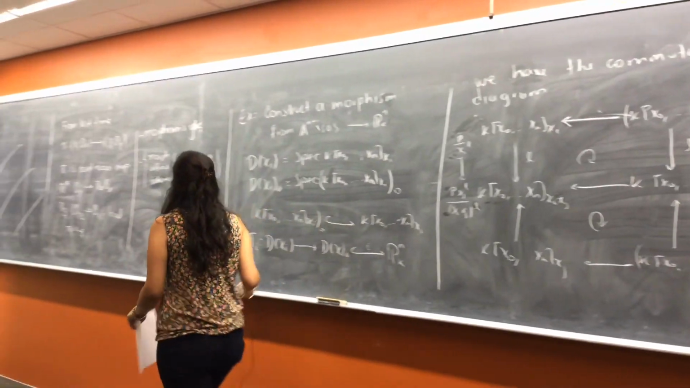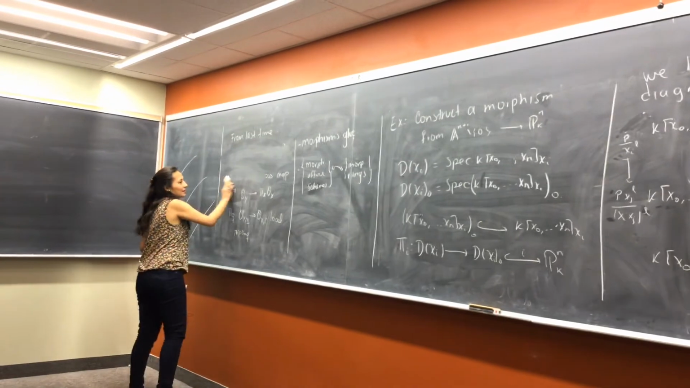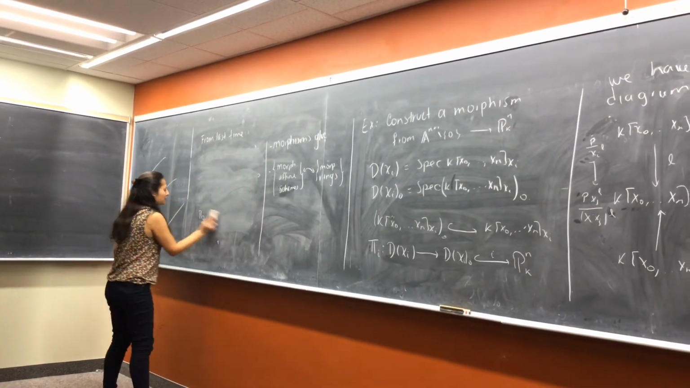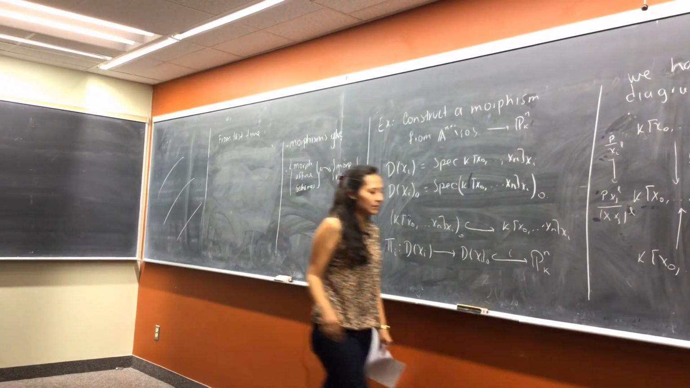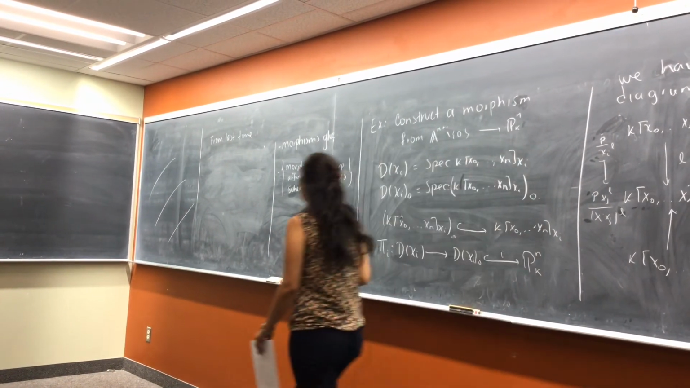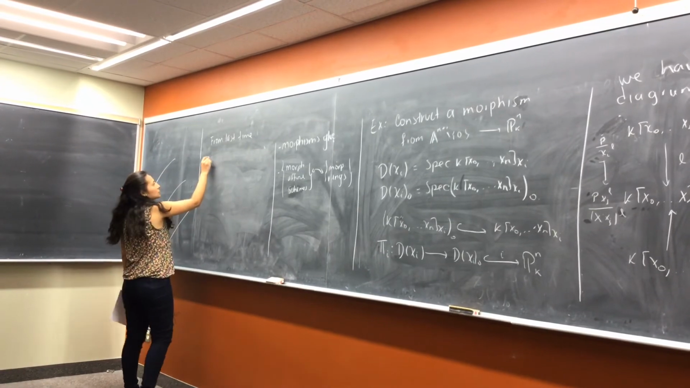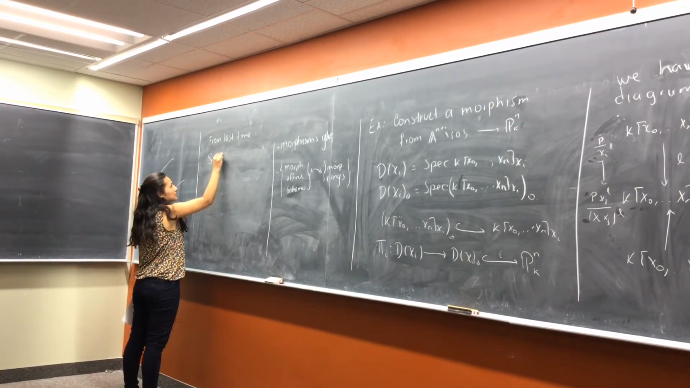Okay, so that's our first example. I think a lot of my talk is just examples. The second part that we saw last time was the notion of S-schemes.